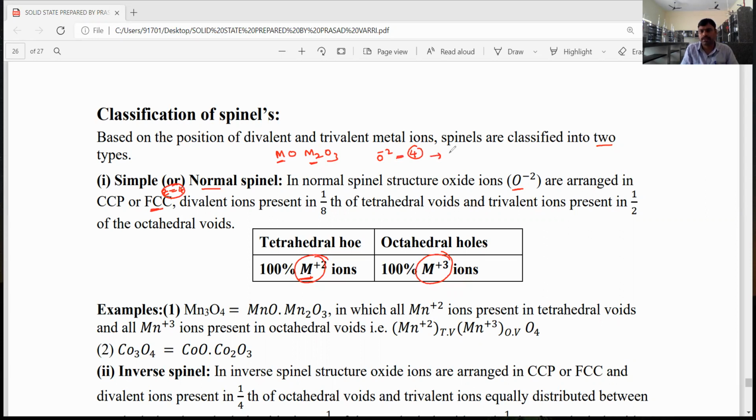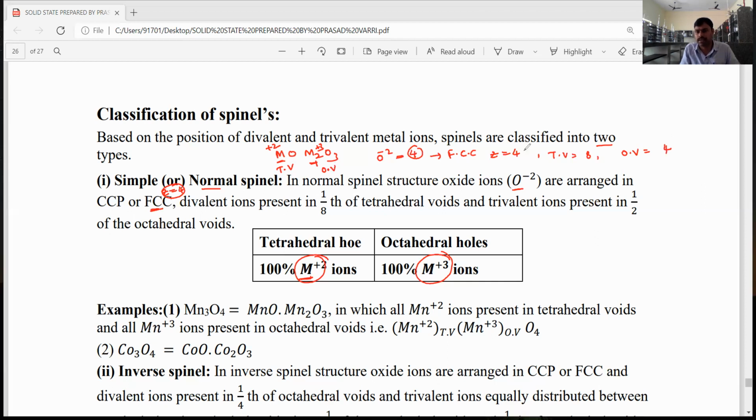So these all are present in FCC. So Z is equal to 4, meaning tetrahedral voids, how many are present? 8 are present, and octahedral voids, 4 are present. But here the +2 ions are all present in tetrahedral voids and the +3 ions are all present in octahedral voids. Here one only is present.